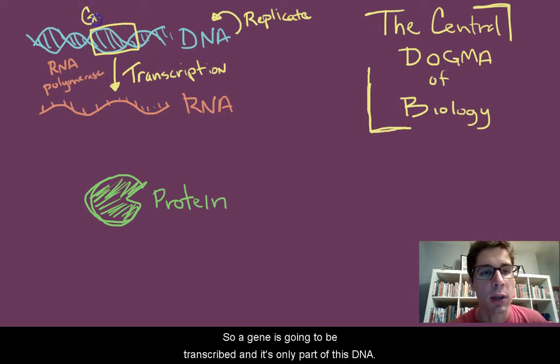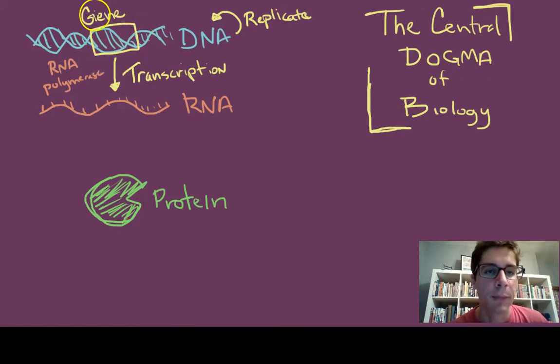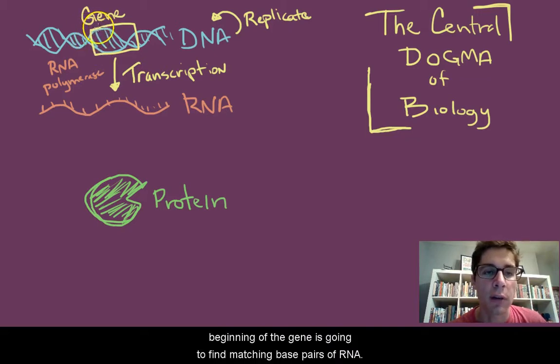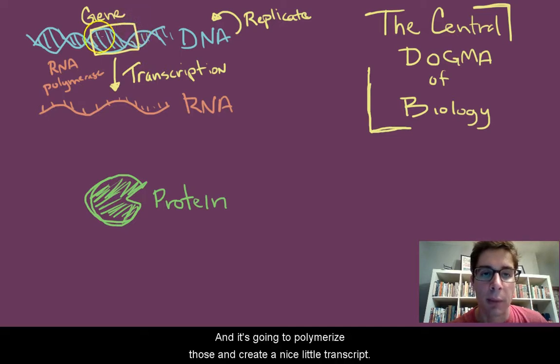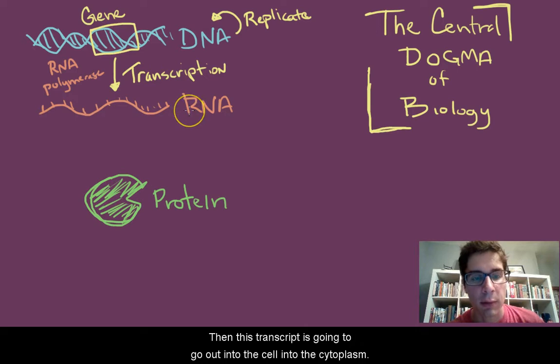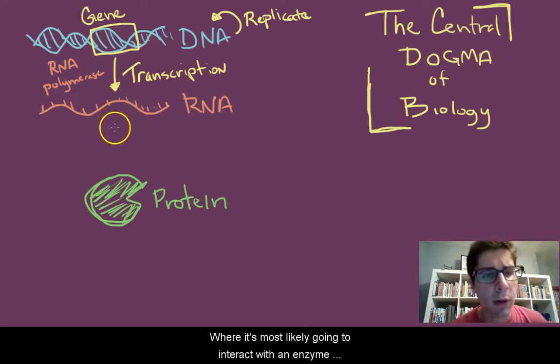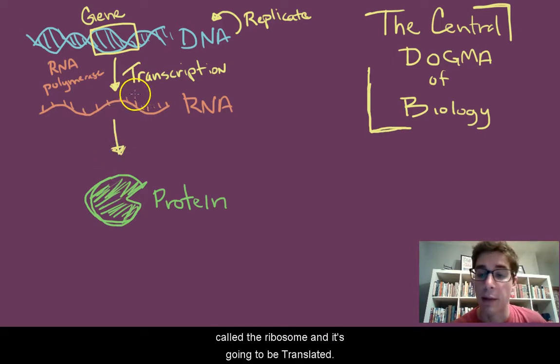So a gene is going to be transcribed, and it's only part of this DNA. The RNA polymerase will start at the beginning of the gene, and it's going to find matching base pairs of RNA, and it's going to polymerize those and create a nice little transcript. So then this transcript is going to go out into the cell, into the cytoplasm, where it's most likely going to interact with an enzyme called the ribosome, and it's going to be translated.